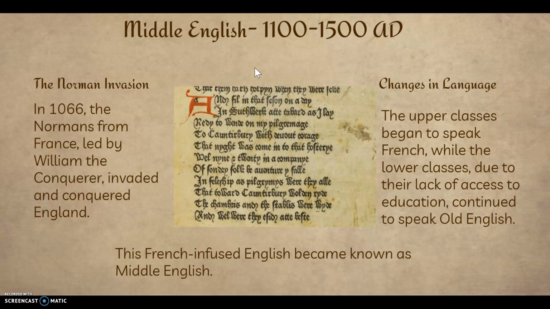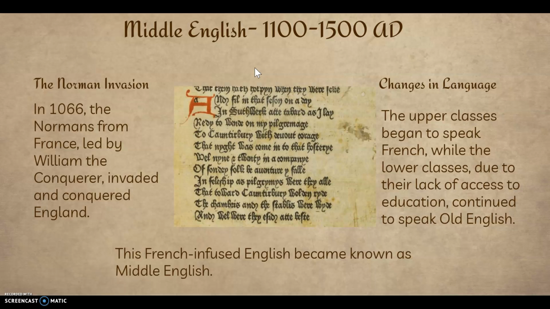So in 1066, the Normans from France, led by William the Conqueror, invaded and conquered England. Okay, so obviously they're bringing with them their French language. The upper classes began to speak a French English blend, which we now call Middle English. However, the lower classes didn't have access to education, so they continued to speak the Old English form.